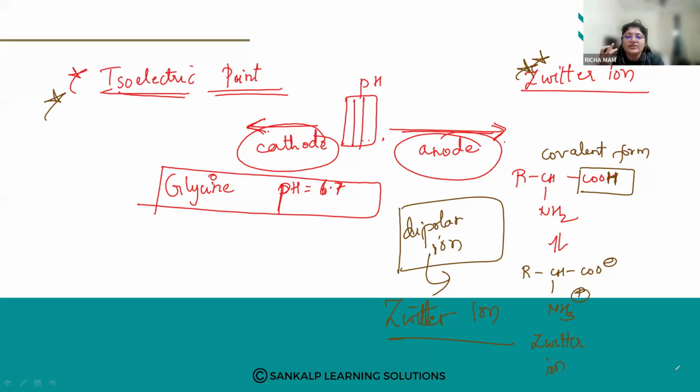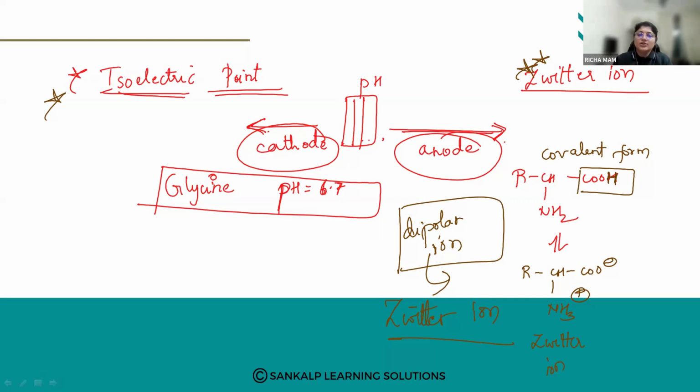Then we started with proteins. What are proteins? What are amino acids? We saw the 20 naturally occurring amino acids and discussed the classification of amino acids. The first classification was based on the nature of the amino acid: acidic, basic, and neutral. The second was based on biological importance: essential and non-essential amino acids. Then we discussed the isoelectric point and the Zwitter ion.